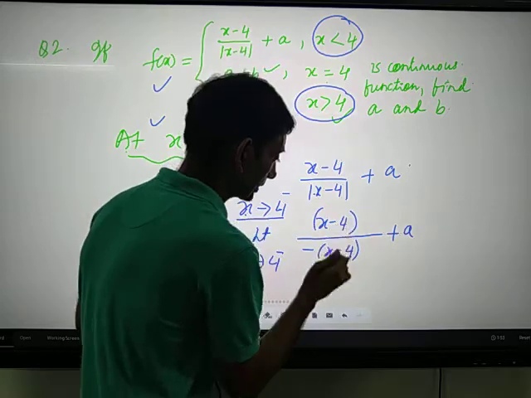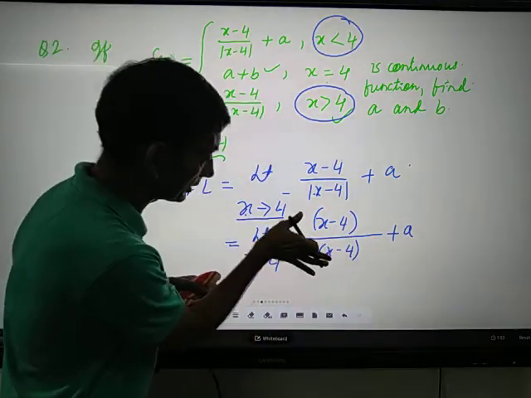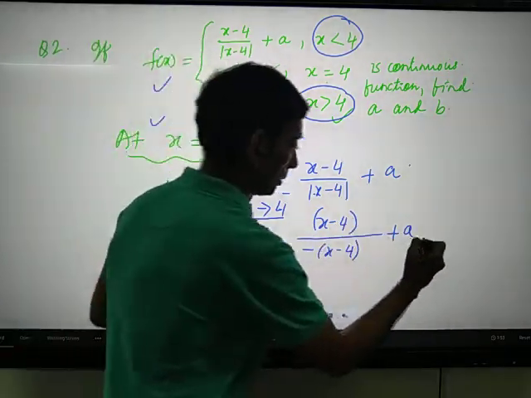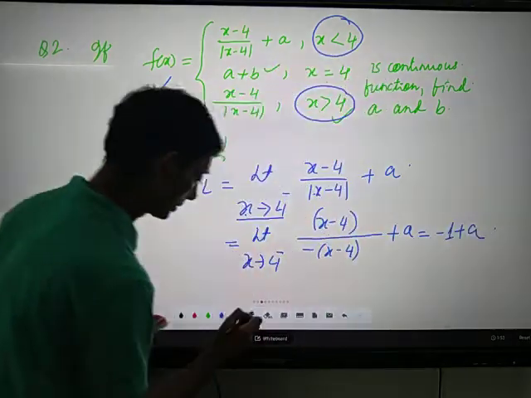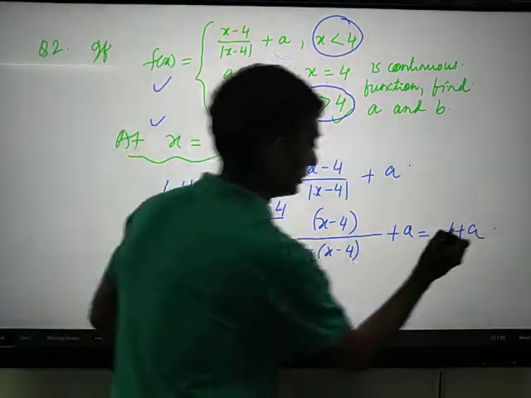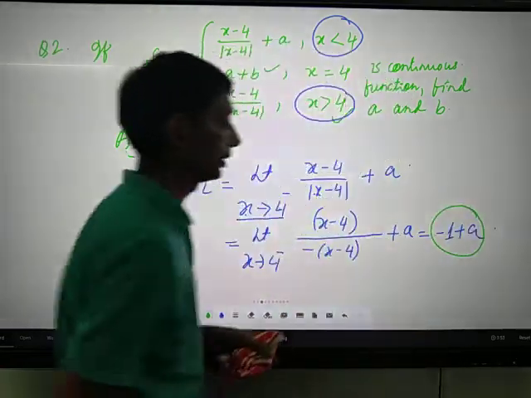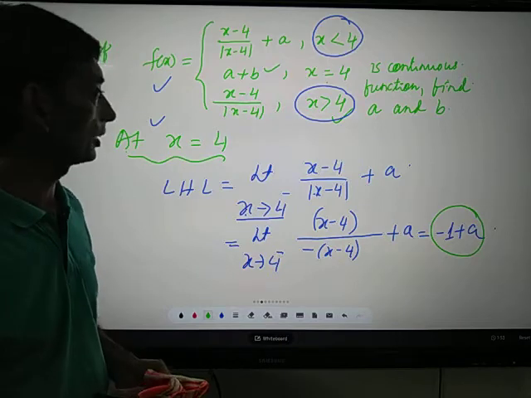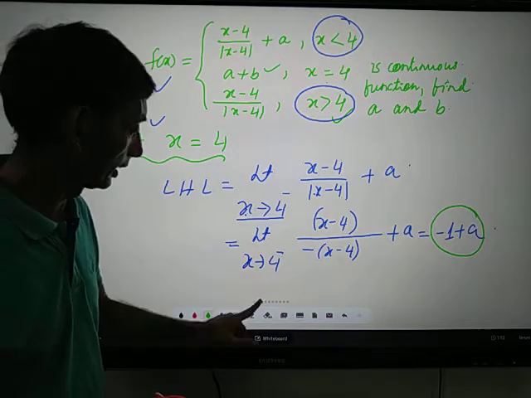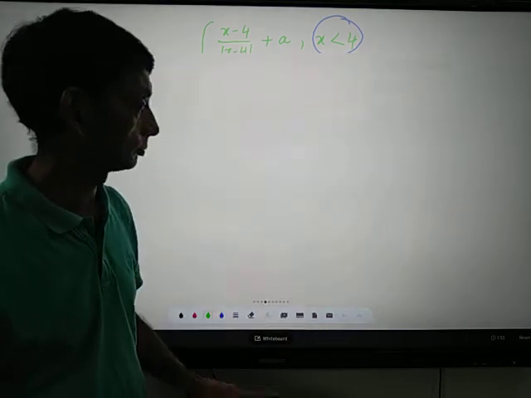Right? So you can cancel these two terms. If you cancel this, it's minus 1 plus a. So what will be left out? It's minus 1 plus a. So remember this, this is the value of the left hand limit. Okay, this is the value of the left hand limit. So just calculate the right hand limit now.